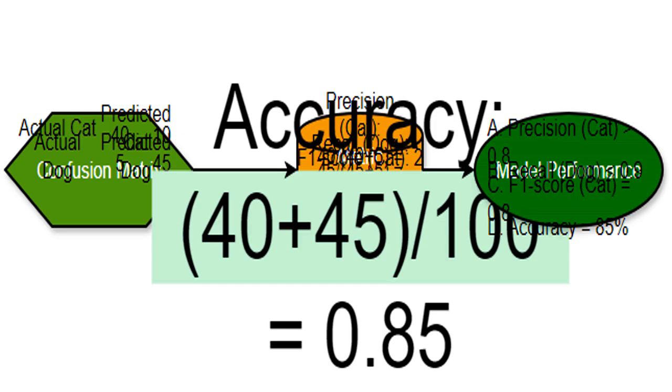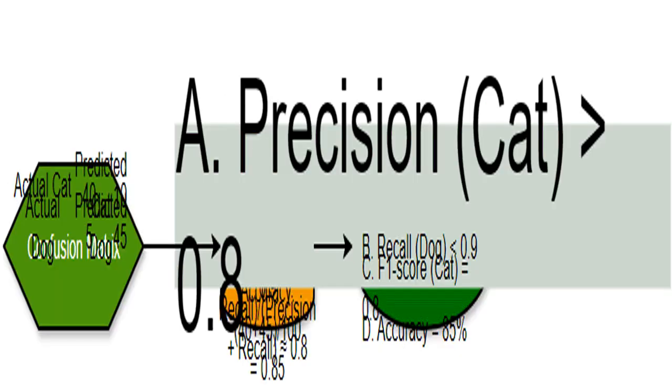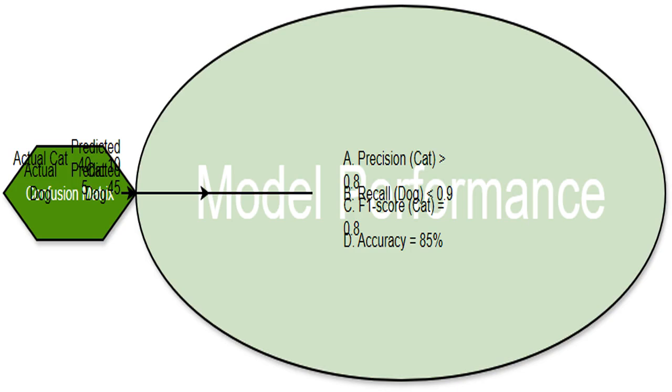This statement checks if the precision for the cat class is greater than 0.8. Since I calculated a precision of 0.89, which is indeed greater than 0.8, the statement is true. This statement checks if the F1 score for the cat class is equal to 0.8. Because my F1 score calculation will result in a value very close to 0.8, I consider this statement approximately true. This checks if the recall for the dog class is less than 0.9.